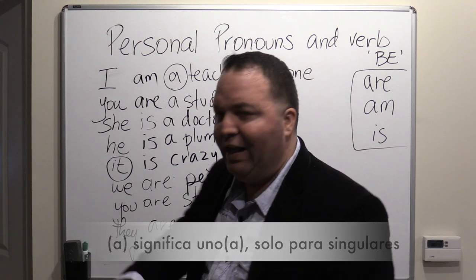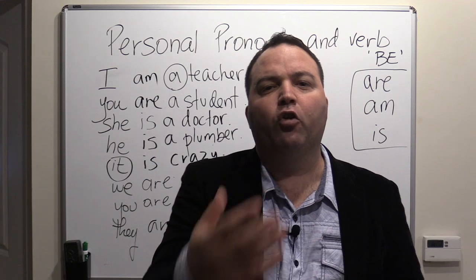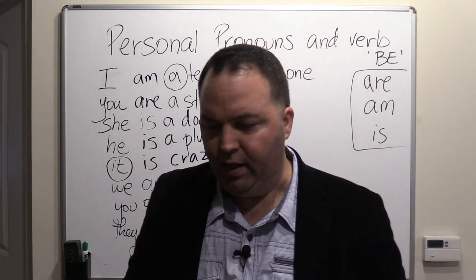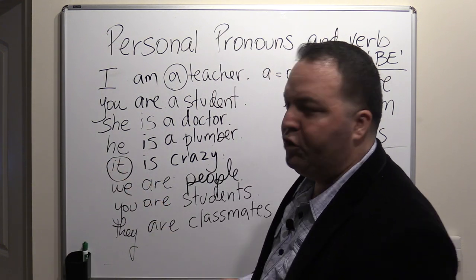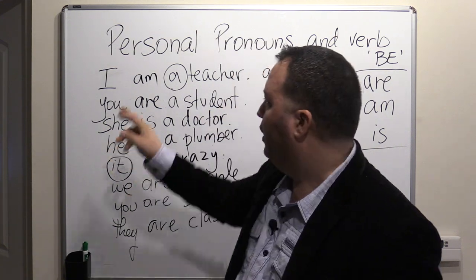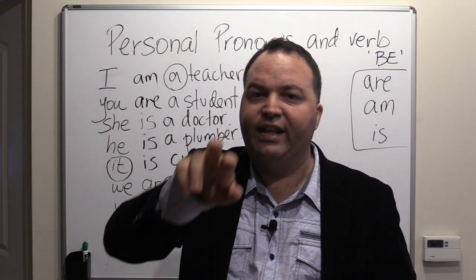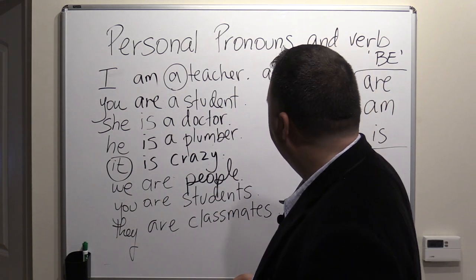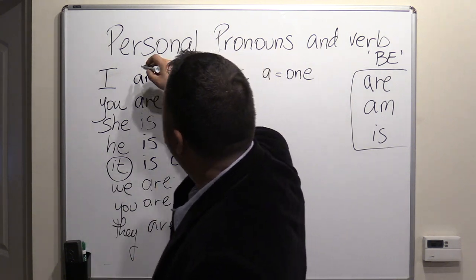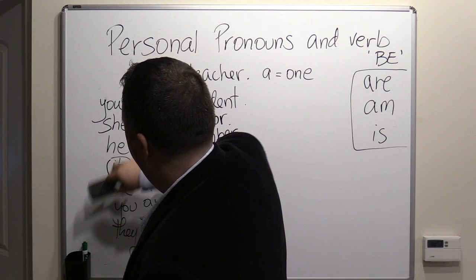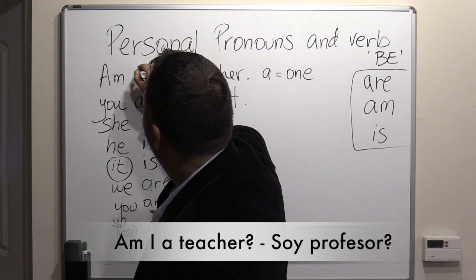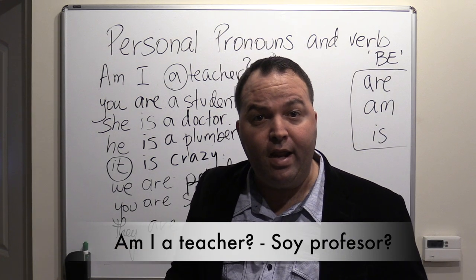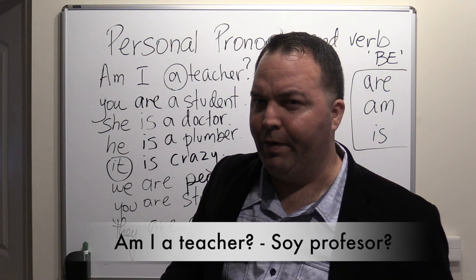Okay? Now, let's see the last part of this class. What if I want to ask a question? This is a sentence, okay? Esto es una oración. ¿Qué pasaría si queremos hacer una pregunta en inglés? Okay? It's very simple. Very simple. What you have to do is just switch. You have to switch the verb be and the pronoun. Lo que tienen que hacer es cambiar la posición de verbo be con el pronombre personal. Okay? So in that case, it would be like this. Am I a teacher? ¿Yo soy profesor? Es una pregunta.